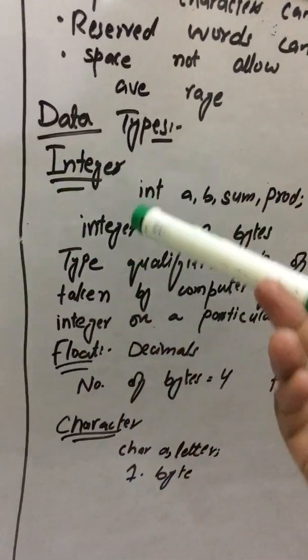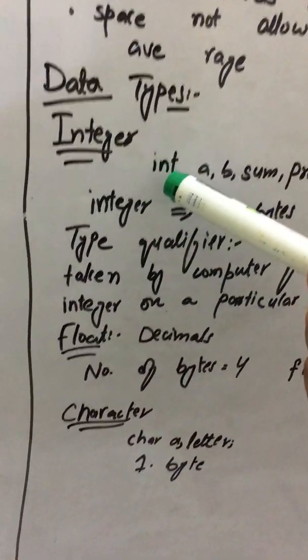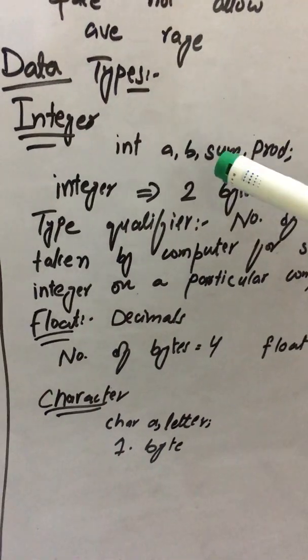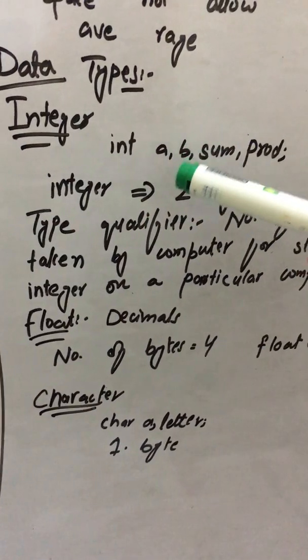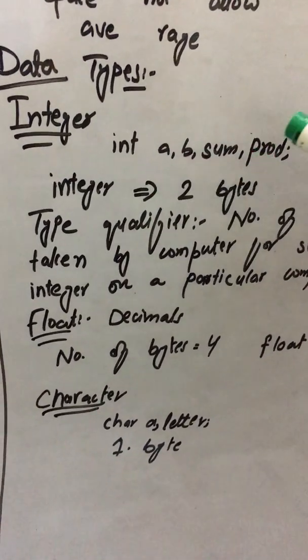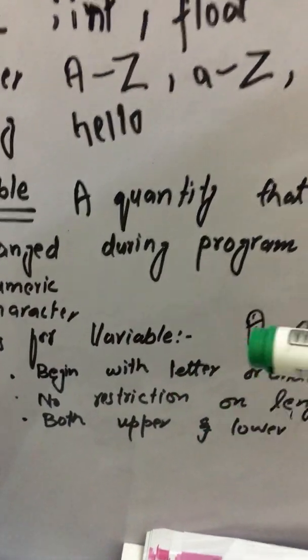And how can we initialize the integer? We will write int and we will give it a name. The name can be anything, for example a, b, or some product. These names should be according to the rules for variables that we have discussed over here.